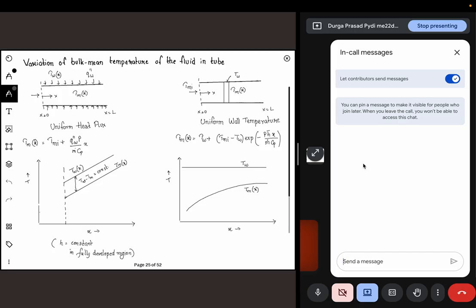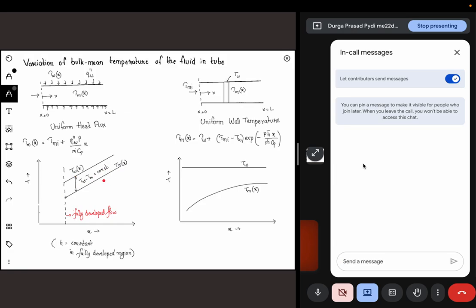So to summarize, we can have either a constant heat flux or a constant wall temperature. In this case, you'll have the linear variation of the mean temperature, and here you'll have an exponential variation. So again, I just separated it. This is only the fully developed region. Inside the fully developed flow region, you'll have a linear temperature Tm. The difference is the constant.